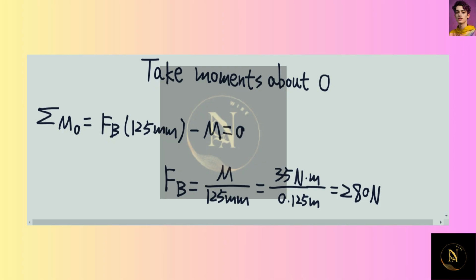So we have FB is equal to moments over 125 millimeter, which is equal to 35 Newton meter over 0.125 meter, since 125 millimeter is equal to 0.125 meter. This will give us the friction at point B is equal to 280 Newton. Since we are trying to prevent the drum from rotating, the friction at point B is the static friction.